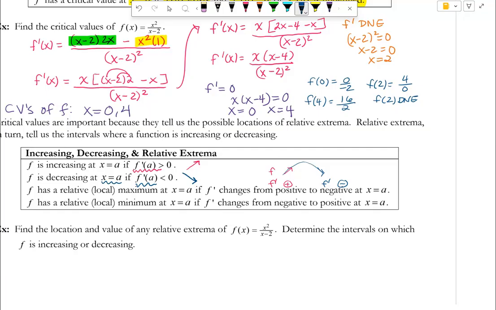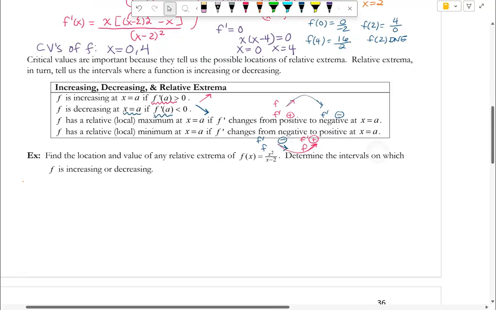So similarly, f has a relative or local minimum when f prime changes from negative to positive. So again, where f prime was negative, f was decreasing. Where f prime is positive, f is increasing. And if I imagine changing from decreasing to increasing, I'm going to have a relative or local minimum.